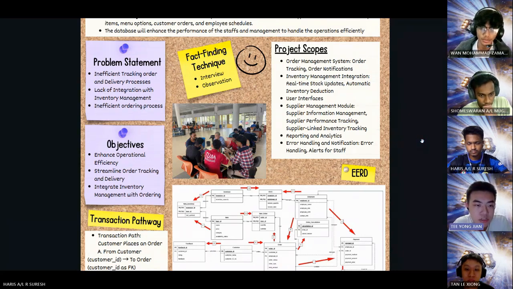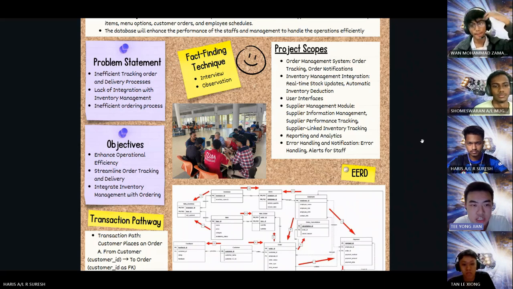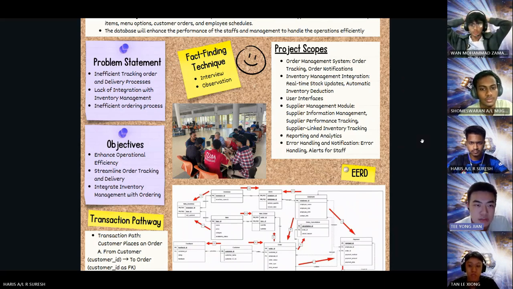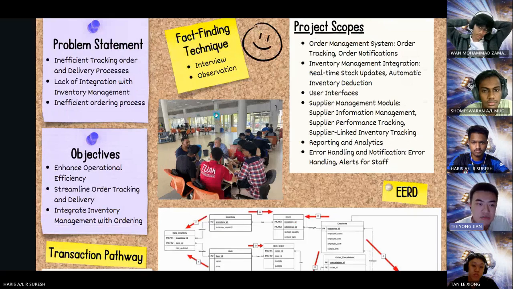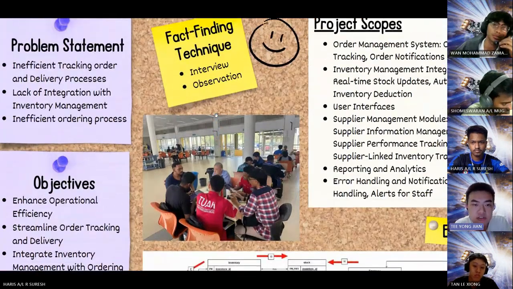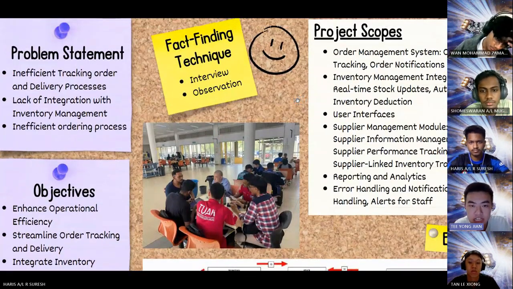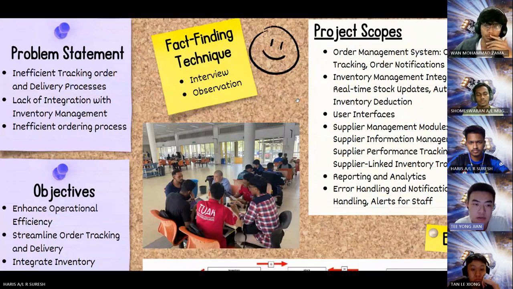Good evening, and my name is Lee Yongjian. So I'm explaining about the fact finding techniques that we use in our system, which is Cafeteria Service Management System. Okay, so first, to gather the necessary information for our system design, we employ two primary fact finding techniques, which are interviews and observation.